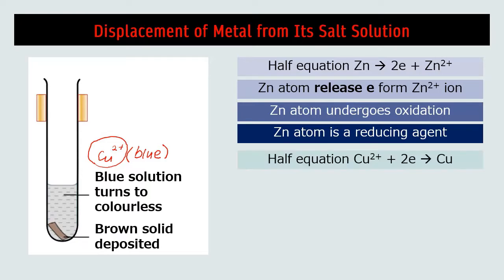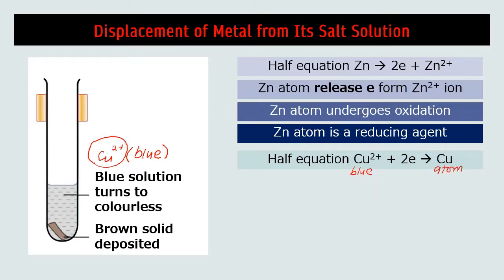The other half reaction that occurs is copper ion, that is blue in color, receives electrons. Therefore, the concentration or quantity of copper ion in the solution decreases, because the copper ion has been changed to copper atom.